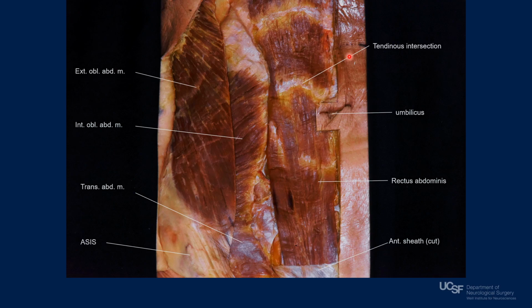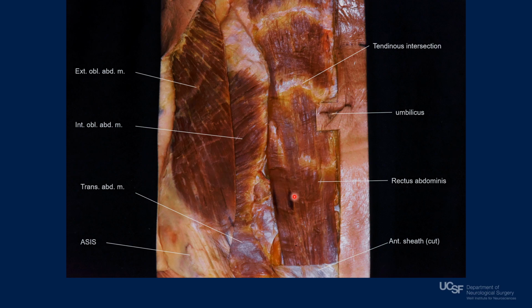And superficially, we see the rectus abdominis muscle that runs from superior to inferior. It attaches inferiorly on the pubic crest, and also has an attachment over the anterior pubic ligament. Superiorly it has an attachment on the xiphoid process and part of the costal cartilages from the lower 5 to 7 ribs.